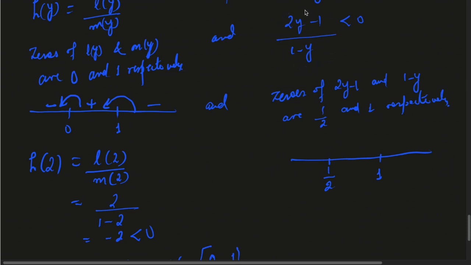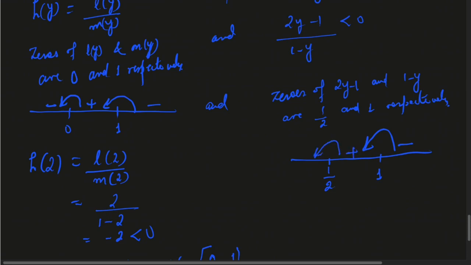So when we put 2 in this function, this gives us 2 into 2, that is 4 minus 1, 3. 3 upon 1 minus 2, that is negative 1. So 3 upon negative 1, that is negative 3. And negative 3 is less than 0. So we will put a negative sign here. Now when we cross 1, we will be dealing with 1 minus y, and the power of 1 minus y is 1 itself, and 1 is an odd number, so the sign will change. When we cross 1, the sign will change from negative to positive.